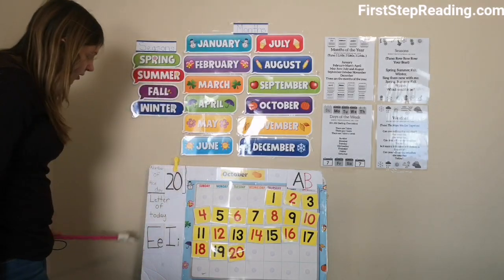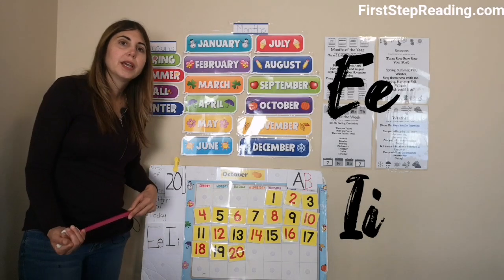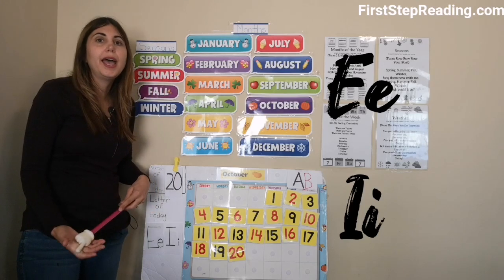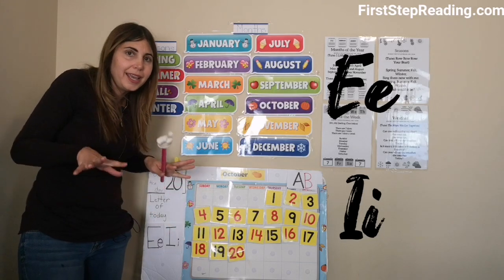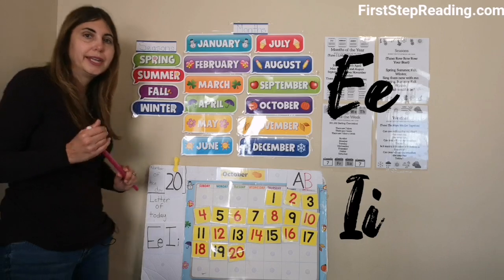Our letters of today are E and I. E says like egg. And I says like icky. And those are our special letters for today.